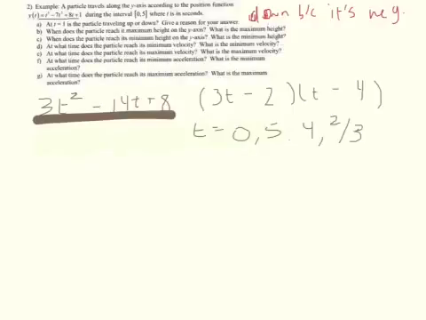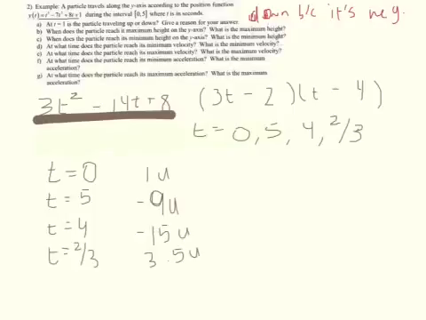So now that we have our x-coordinates, now we just plug them into the original equation, which is right here. So when t equals 0, the position would be 1 unit. Okay, so to save time, I pre-wrote my answers.